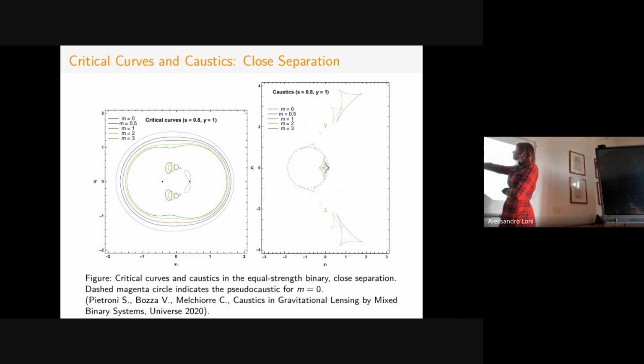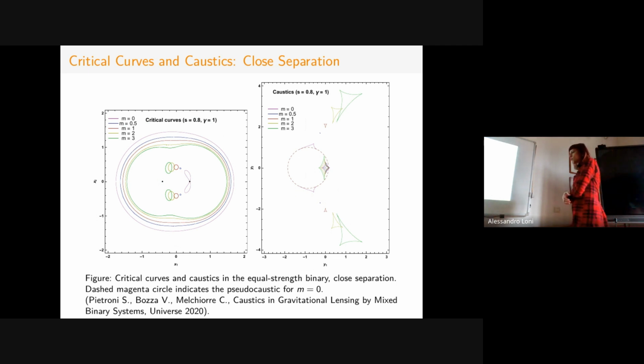So here we have the two critical curves collapsing on the second lens, and the corresponding caustics remain open over this dashed circle, which is called pseudocaustic. So this pseudocaustic is present only in the case with the index equal to 0. This work was published in Universe in 2020.